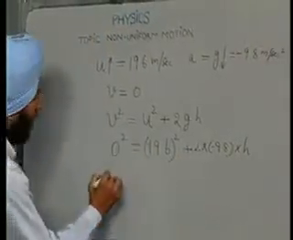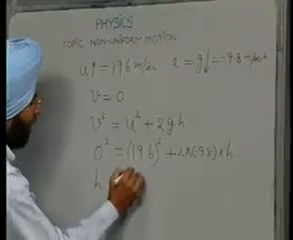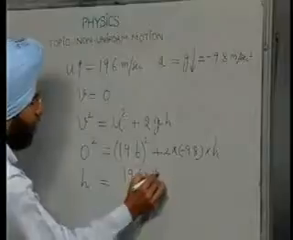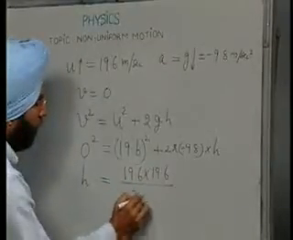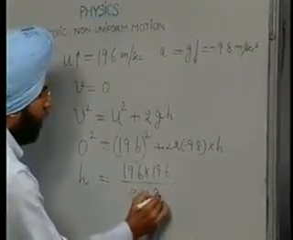So, from this equation we can find the value of h. h is equal to 19.6 whole square divided by 2 into 9.8.